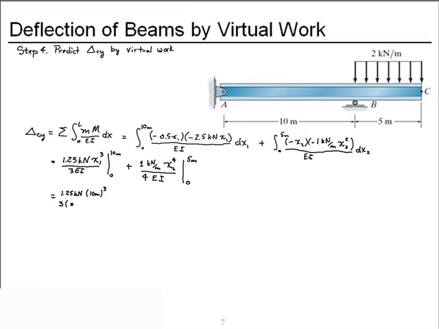E is 200 gigapascals, which is 200 times 10 to the 6th kilonewton per meter squared, times 70 times 10 to the 6th millimeters to the 4th. We have units of meters to the 5th in the numerator. The kilonewtons cancel. We have millimeters in the denominator.